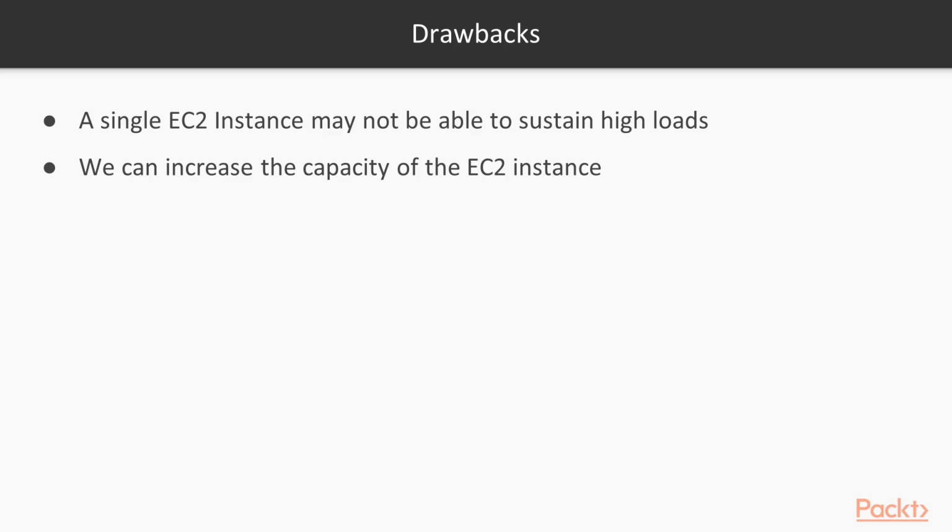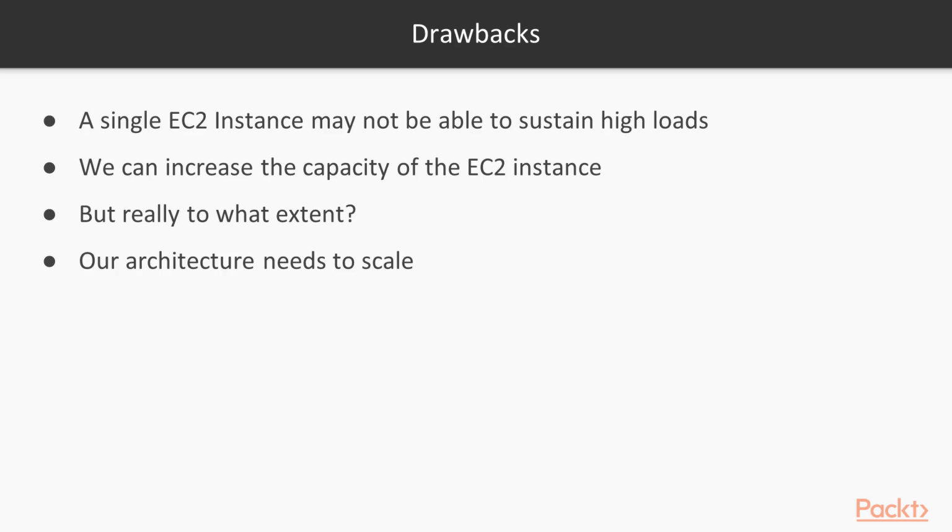So remember, you can upgrade the capacity of an EC2 instance. You can choose an instance type that has more CPU, more RAM allocated to the underlying EC2 instance. But then really there is an extent to how much you can increase. So even though you increase the instance type, at some point in time, again that single EC2 instance will start becoming a bottleneck. So your architecture needs to scale.